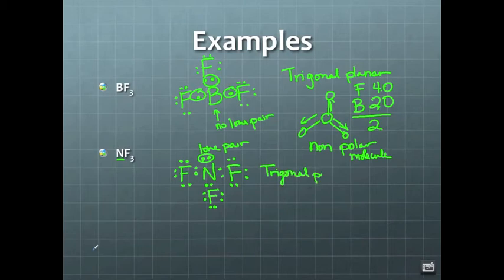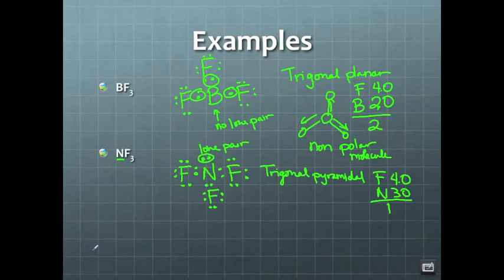trigonal pyramidal. If we look at our electronegativities, we know our electronegativity difference is going to be a little bit smaller this time because fluorine still has electronegativity of 4, but nitrogen's got an electronegativity of 3.0, giving us an electronegativity difference of 1. It's still in our range to be polar.